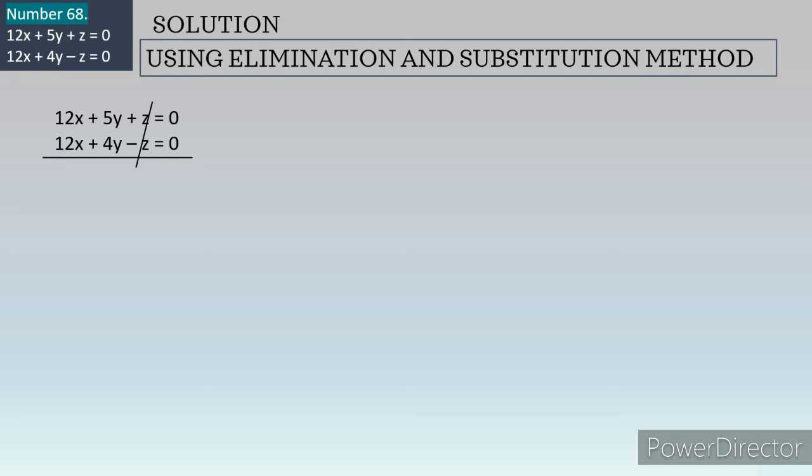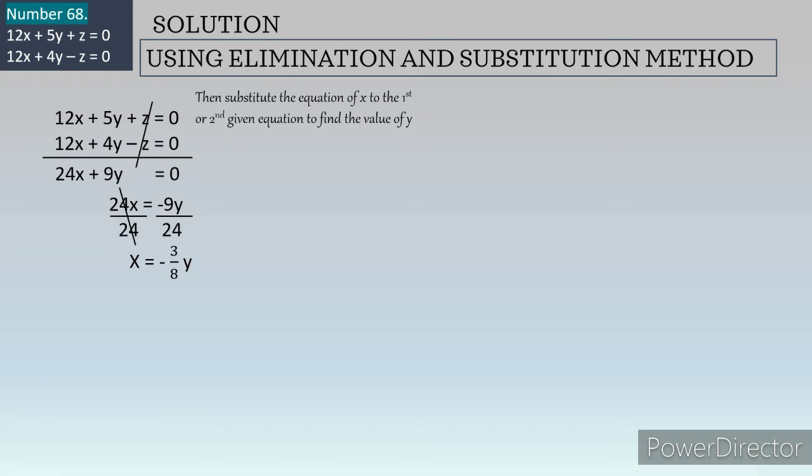So we cancel, and then 12x plus 12x is 24x, 5y plus 4y is 9y, and equals 0. And then we move the 9y to the right side and it will be negative. So we have 24x equals negative 9y. Then divide both sides by 24, cancel, and now we have x equals negative 3/8 y. Then substitute the equation of x into the first or second given equation to find the value of y.